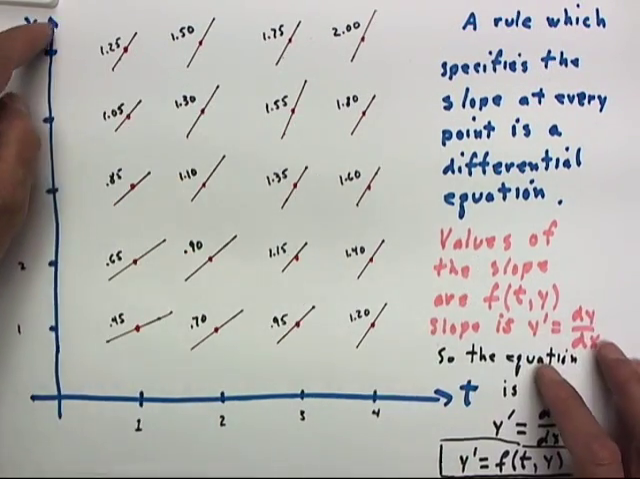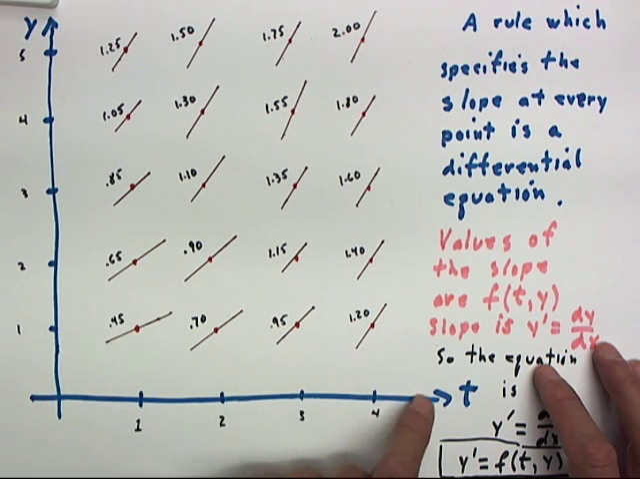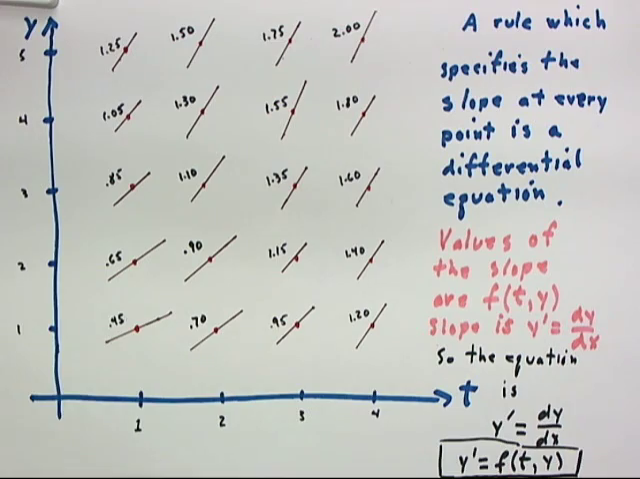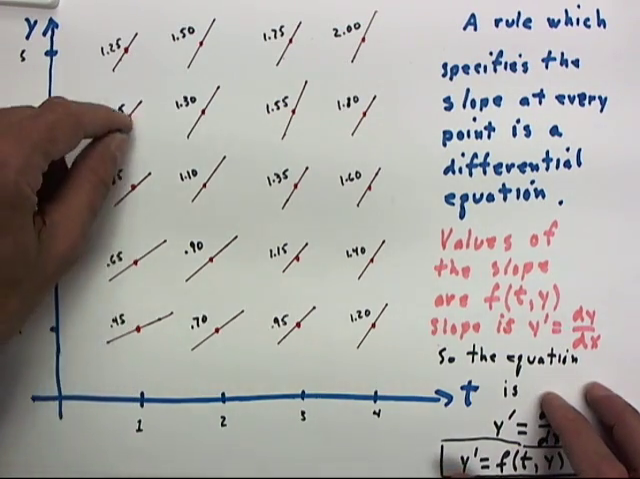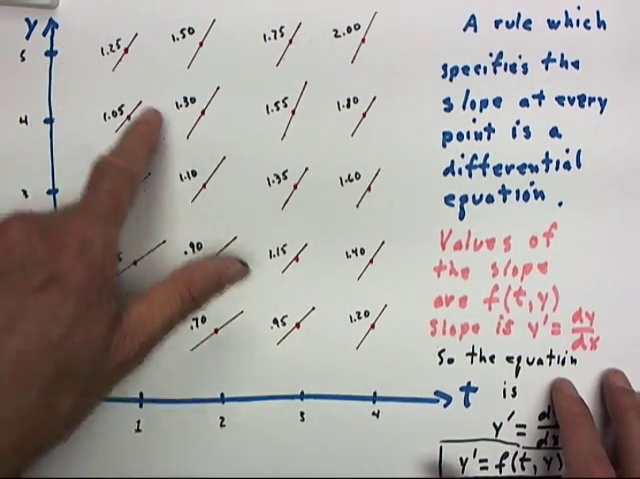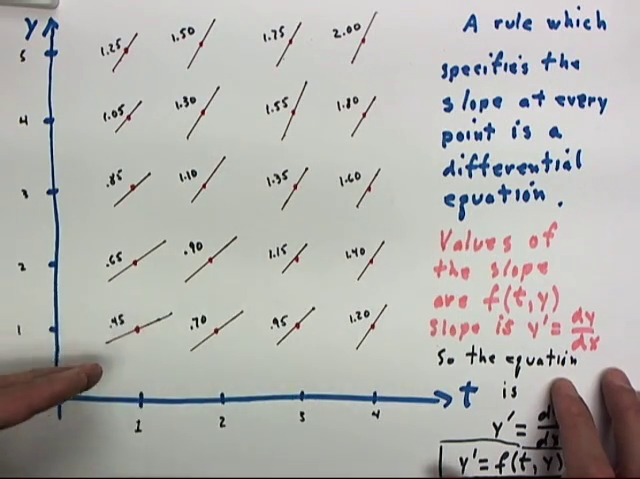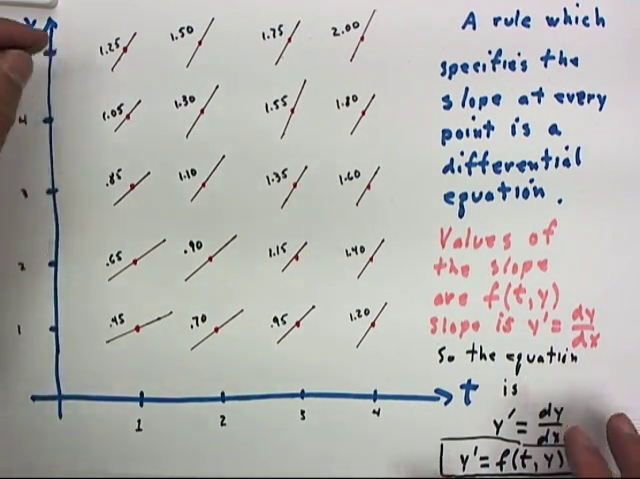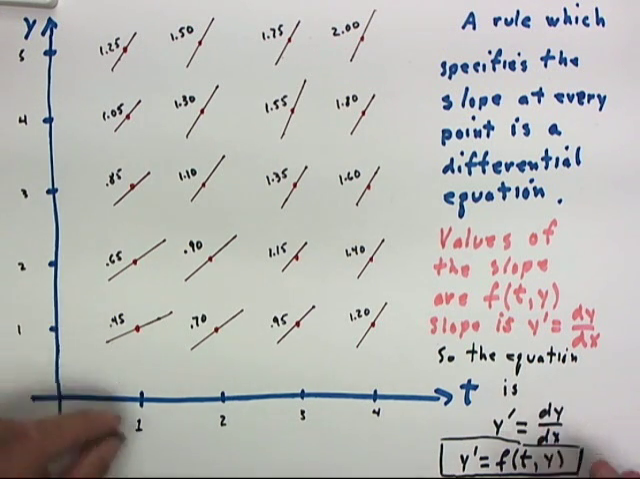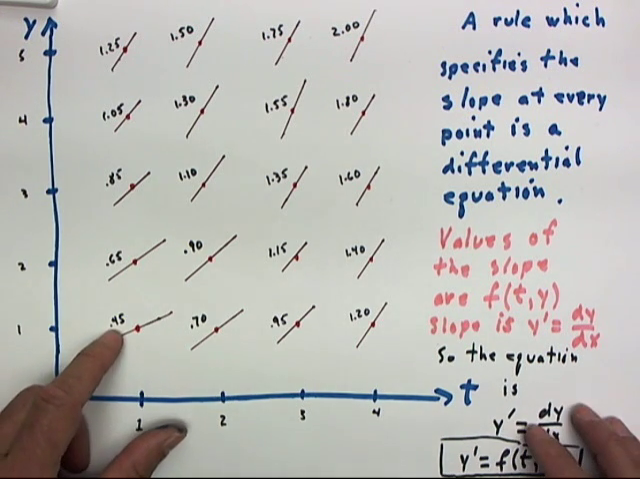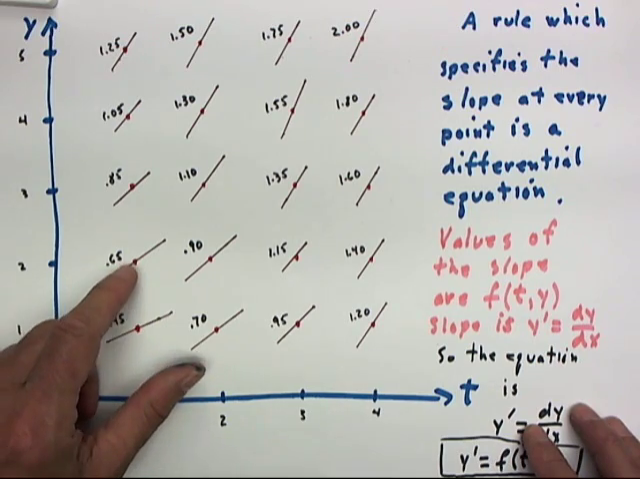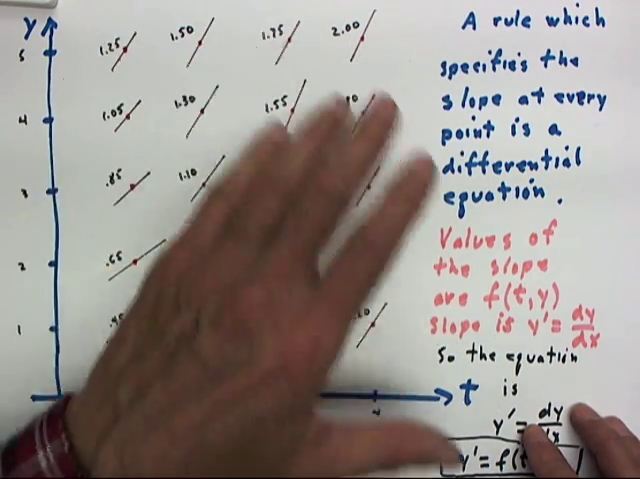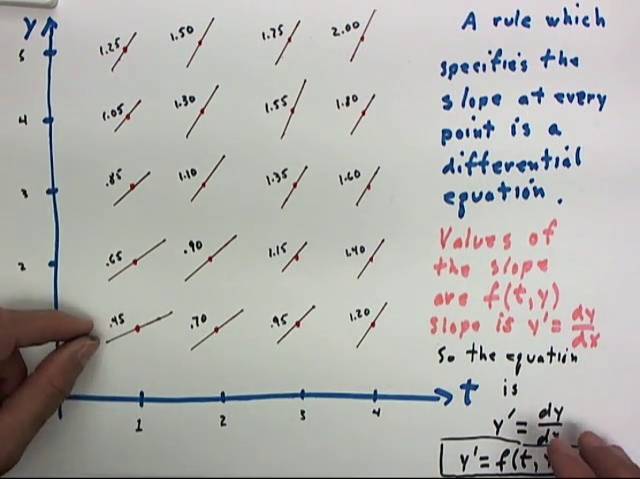Now, here we have a y versus t plane, a region of the y versus t plane. And we have a bunch of points marked in red, and we've got some numbers next to those points. And don't worry about the little lines through the points. They aren't all that accurate in the first place, but let's look at the numbers. Okay, the number 0.45 goes with this point, 0.65 with this point, 0.85 with this point, and so on for all 16 or 20 labeled points.